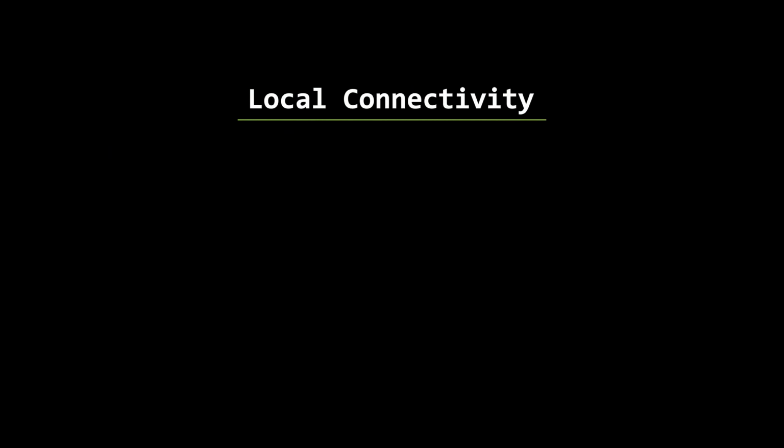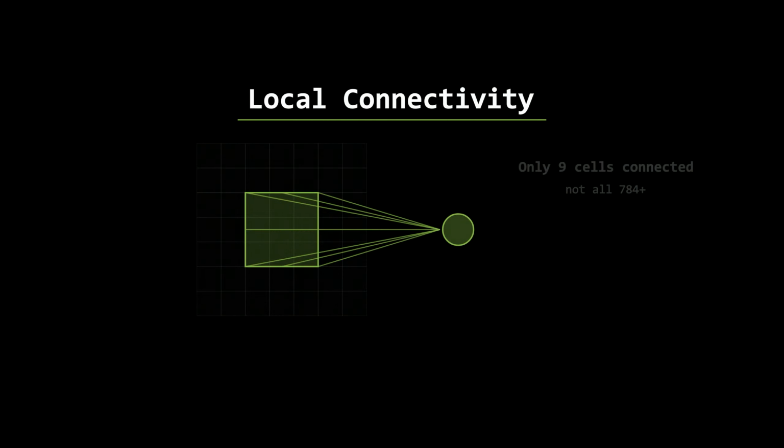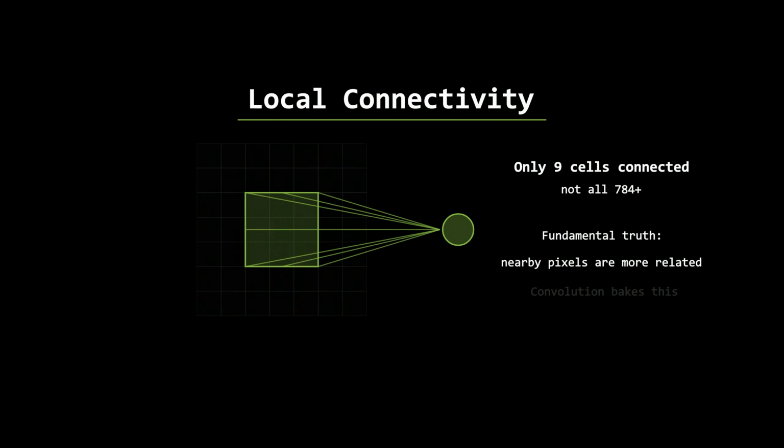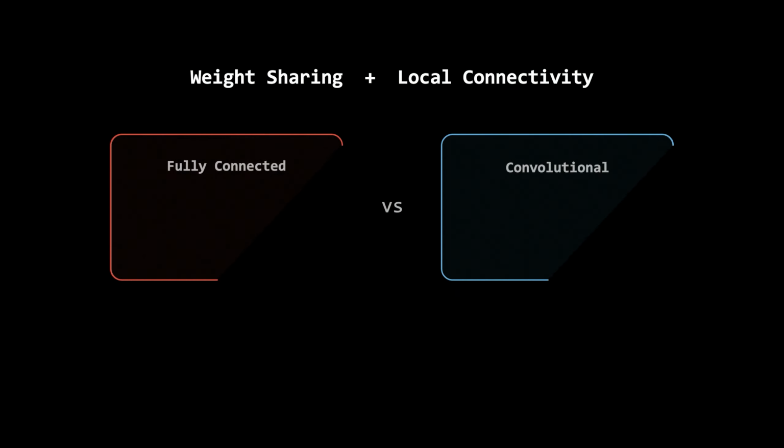Local connectivity: each output value connects only to the small f by f patch underneath the kernel, not to the entire image. This reflects a fundamental truth about visual data. Nearby pixels are more related than distant pixels. Convolution bakes this spatial prior directly into the math. A pixel in the top left doesn't need to know what's happening in the bottom right to understand its local neighborhood.